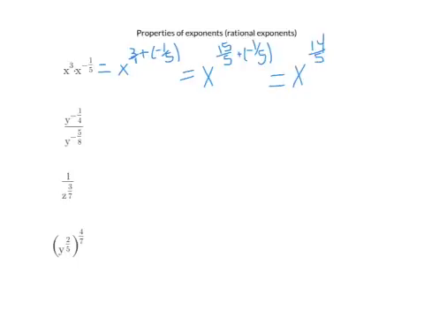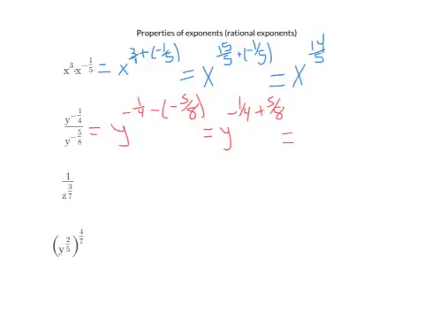In our next example, we have division. So when we divide, we subtract the exponents. So we have y to the negative 1/4 minus negative 5/8. And that becomes y to the negative 1/4, negative times the negative is a positive 5/8. And again, we need a common denominator. So between 4 and 8, 8 is the common denominator.